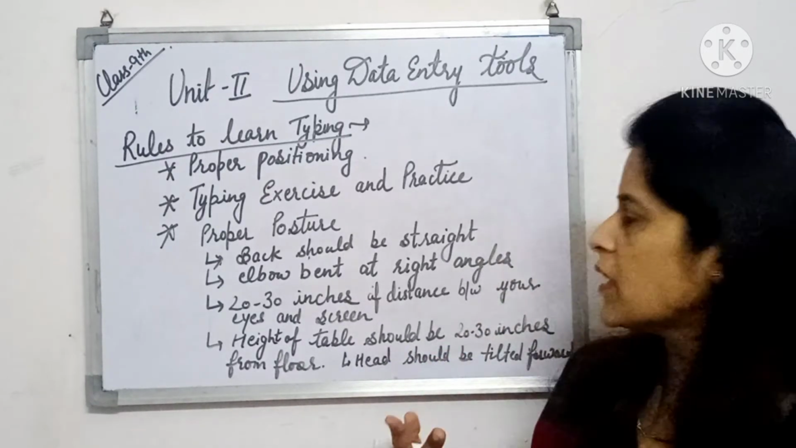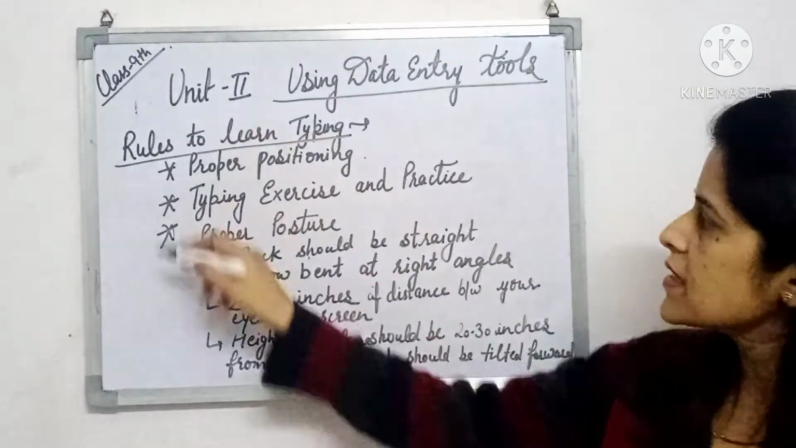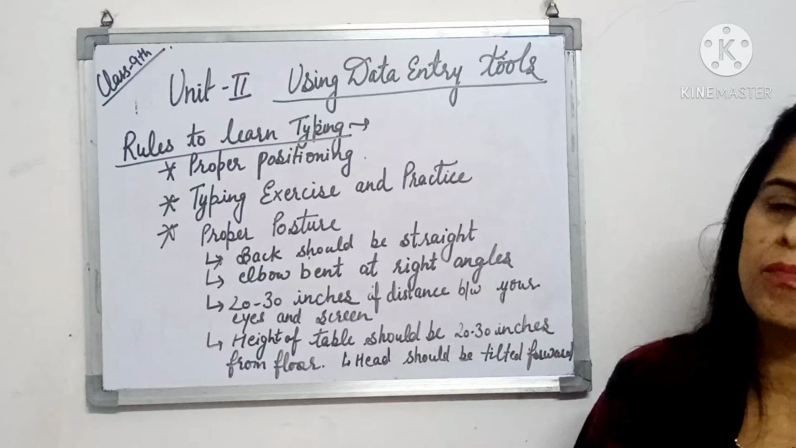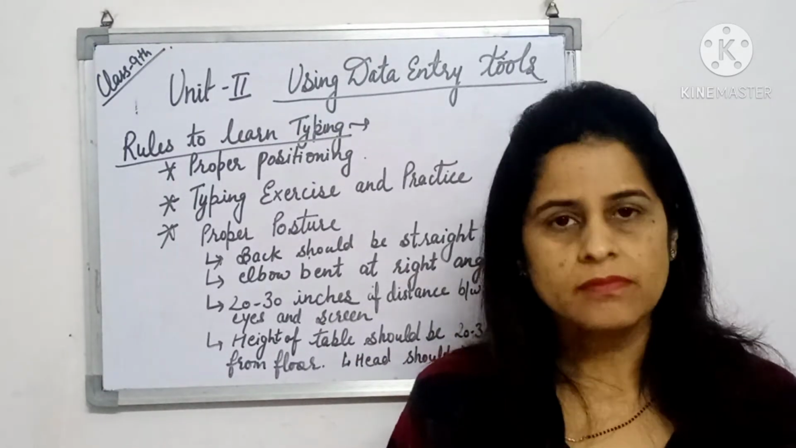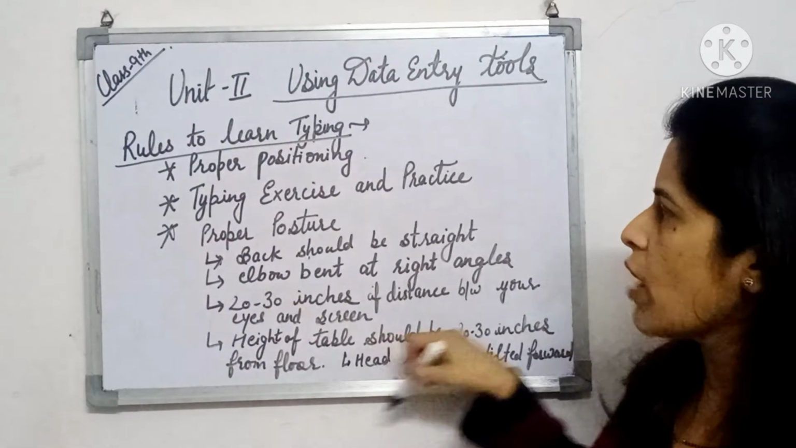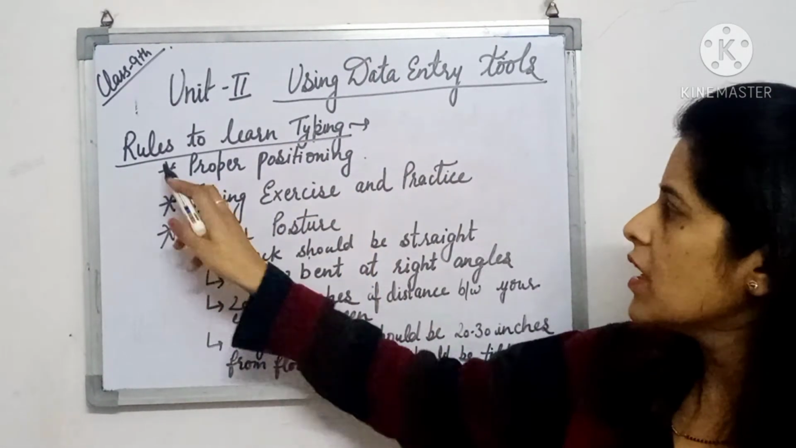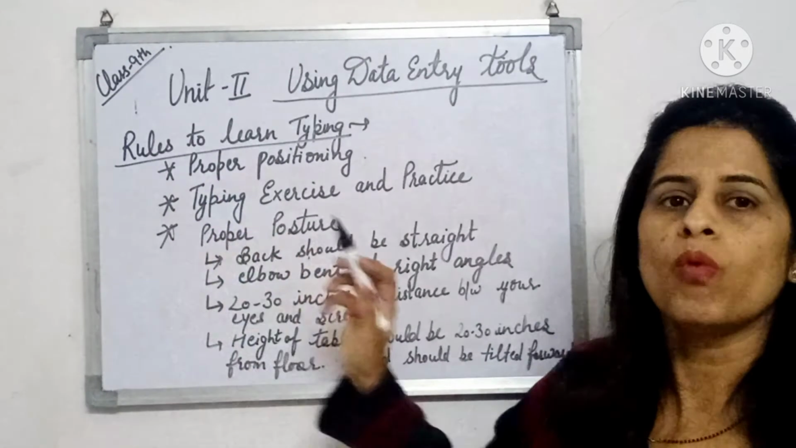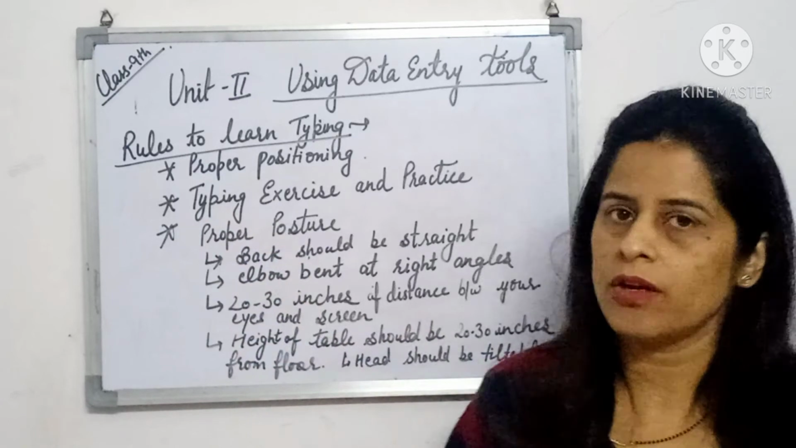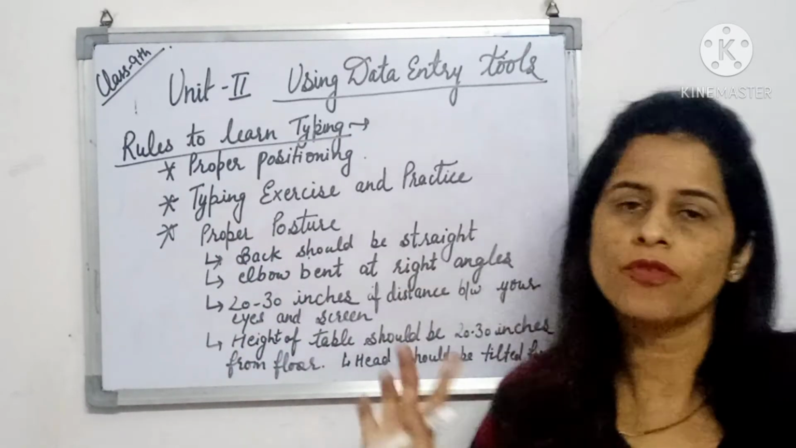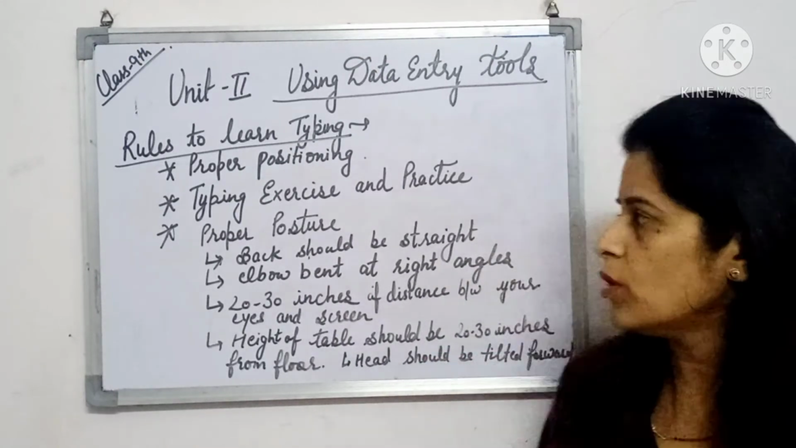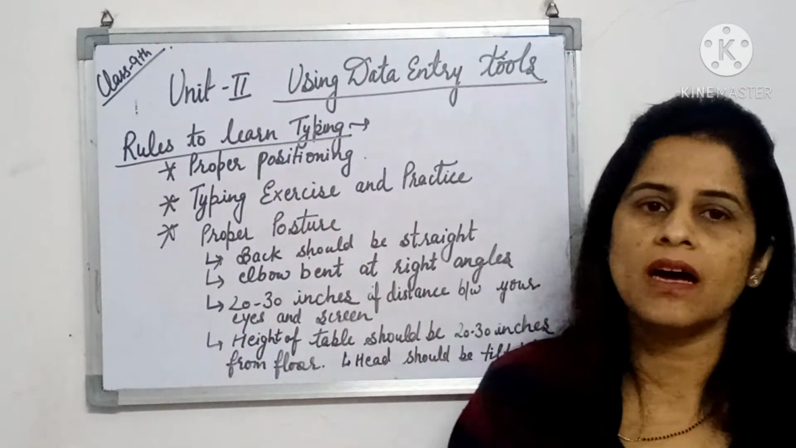That your head should be tilted towards the screen. So these are some rules that you have to learn and follow when you are doing typing, when you are doing work on your laptop or on your computer. So these rules you have to follow. And one question can come, what are the rules for learning typing? So that rules you have to write down. Two questions arise, I told you, from this chapter. First is what is the keyboard and how many types of keys are there in the keyboard, and second is what are the rules to learn the typing.